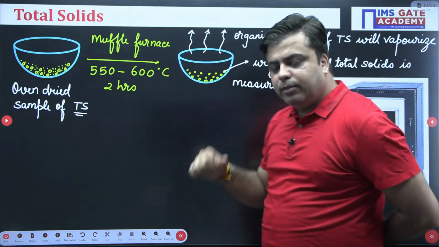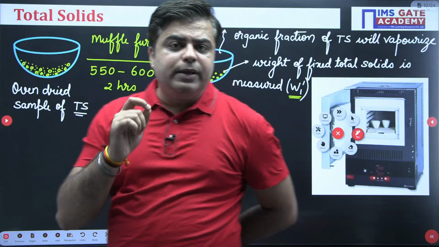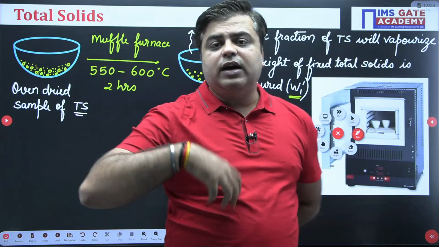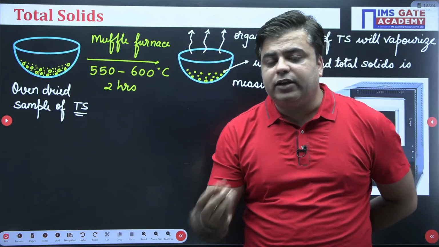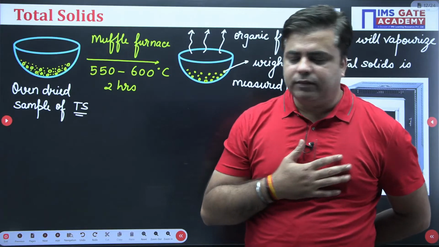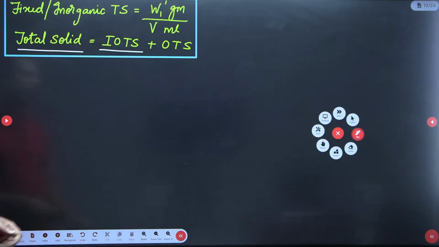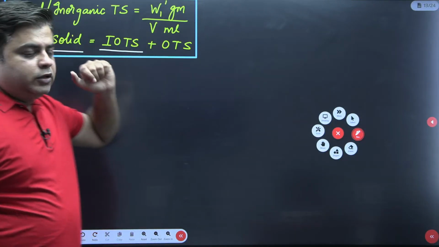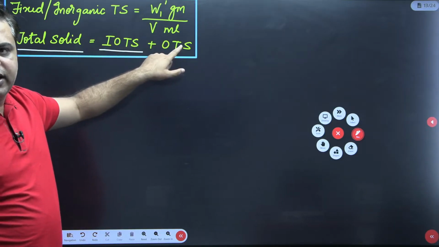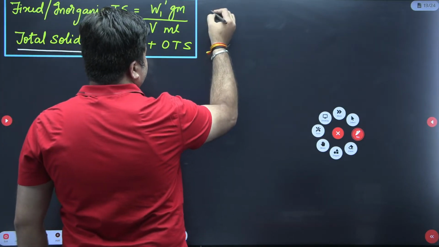But if they are talking about the muffle furnace, then most probably they will be asking you what is the amount of organic total solids, what is the amount of inorganic total solids. So like that, they are going to ask about the organic and inorganic fraction. One time a question came in the examination: what is the organic fraction of total solids? So from here you have calculated the concentration of inorganic total solids and organic total solids. So from here itself you can calculate the organic fraction.